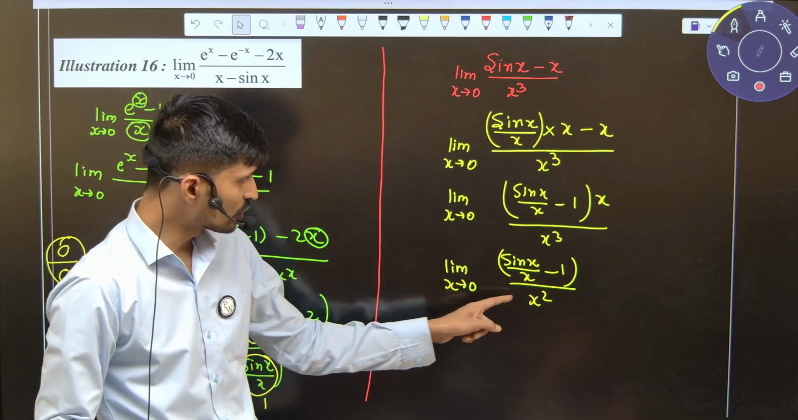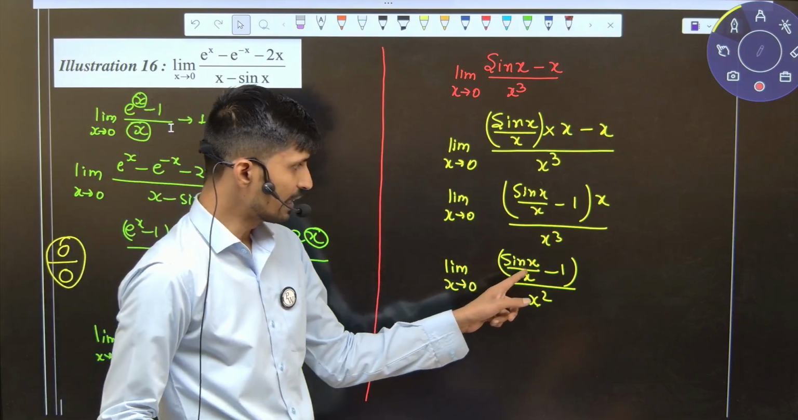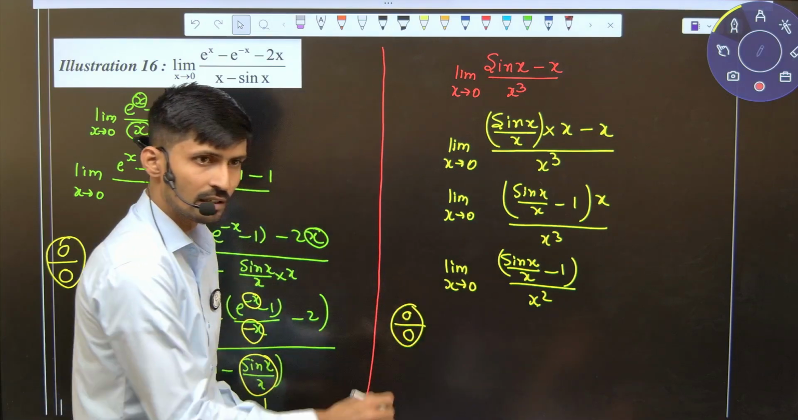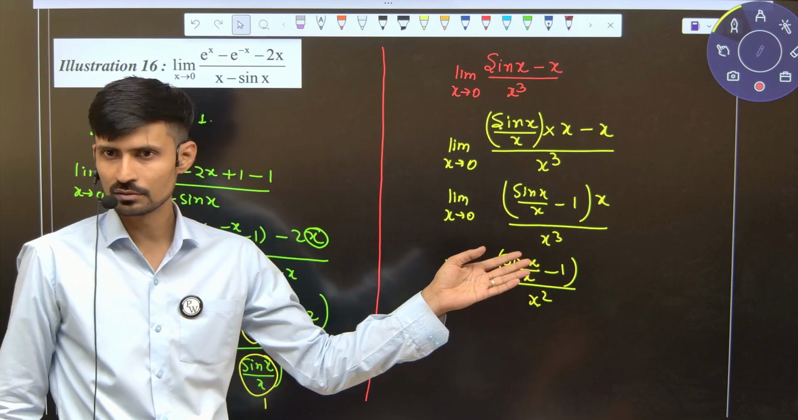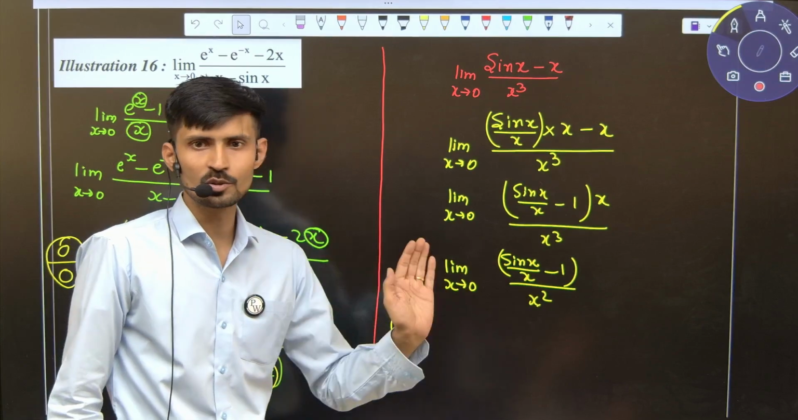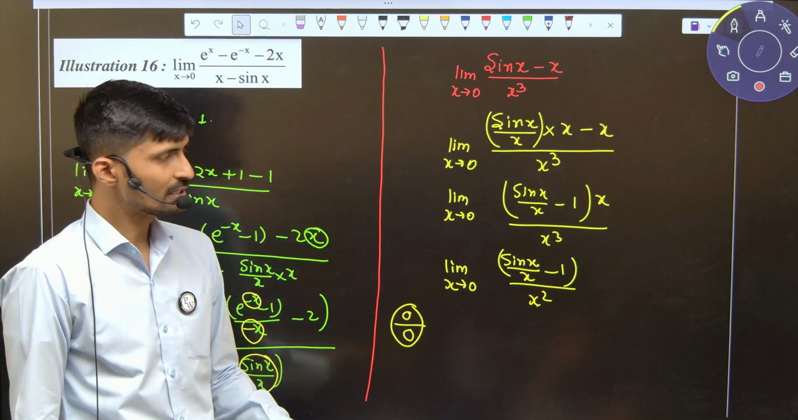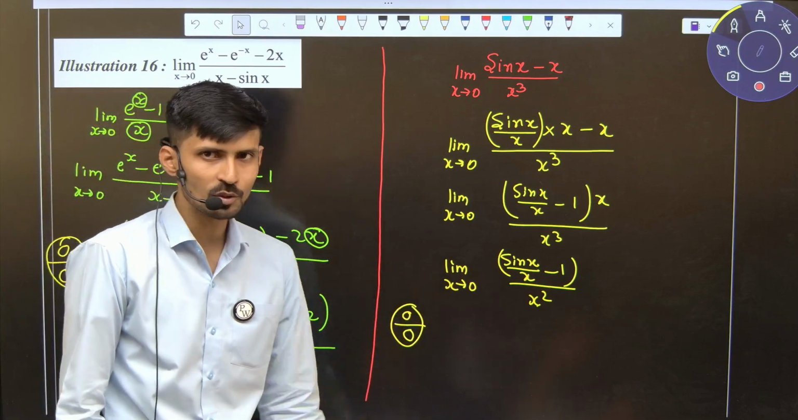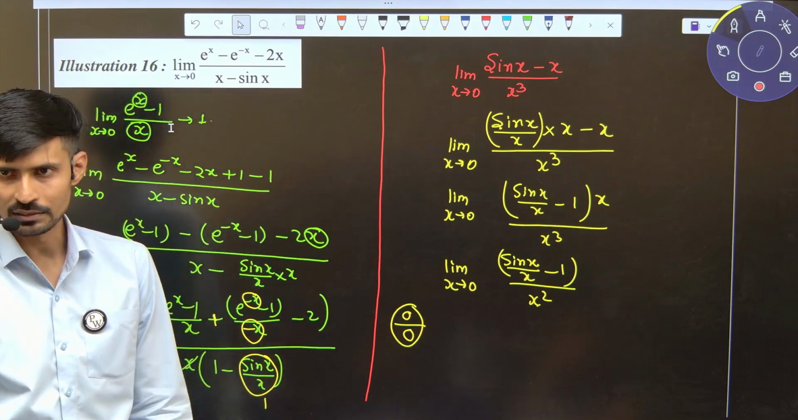Now let's put x as 0: 0 square is 0, the denominator is 0. Sin x by x when x is 0 is 1, 1 minus 1 is 0. See, the same problem is arising here. If we try to apply the formula there, after applying the formula also 0 by 0 is not getting solved. Still 0 by 0 is getting generated. It means if we are applying any formula in any question and we cannot solve that question, what do we have to do there? We have to apply expansion.